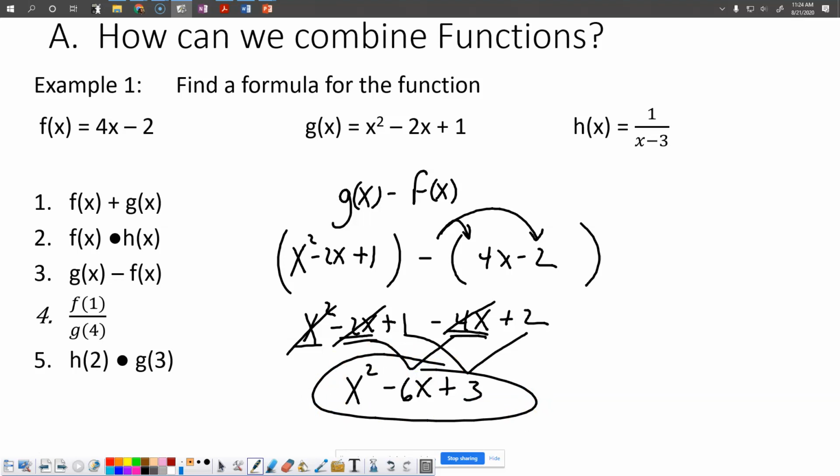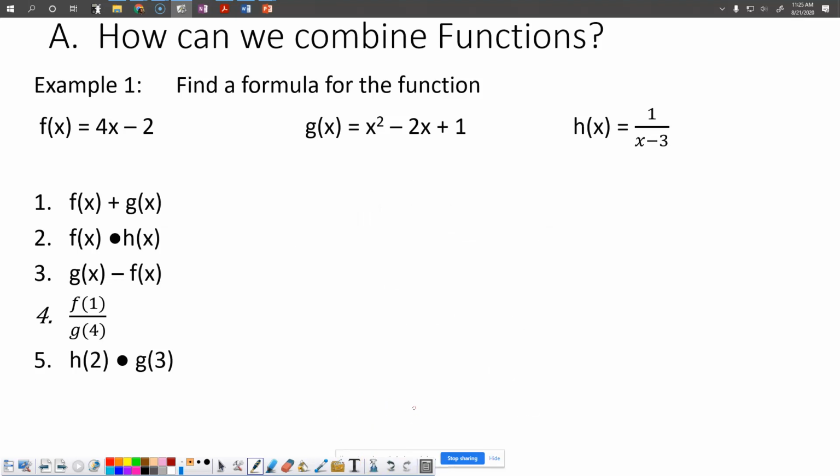All right. Now, the last two have something a little bit different going on. Notice that it's not f of x and g of x anymore. Now it's f of 1 and g of 4. So now we are doing two things. We are evaluating these functions at a specific value. So for f, I'm going to plug in 1. And for g, I'm going to plug in 4. So I'm going to evaluate the functions first. And then after that, we're going to divide them.